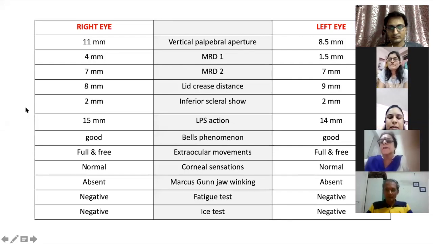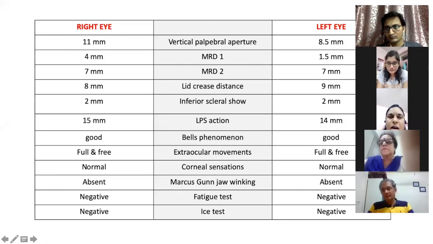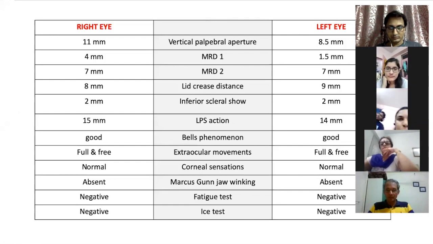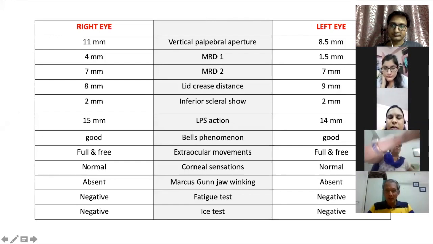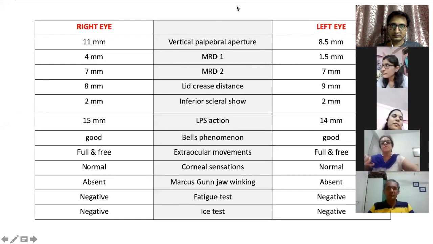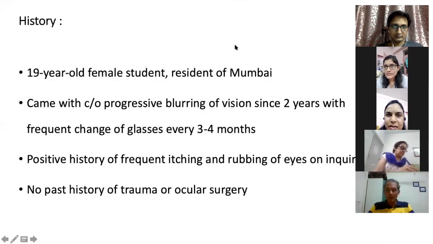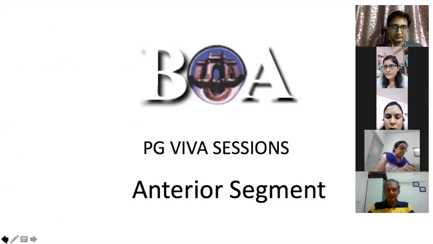Avinash, you want to ask anything else? Just one question. What is the relation of ptosis with amblyopia? So severe congenital ptosis causes amblyopia if not corrected. Unilateral or bilateral? Unilateral causes more amblyopia. Okay. We'll go to the next case, ma'am. Yeah, thank you. Thank you, ma'am.